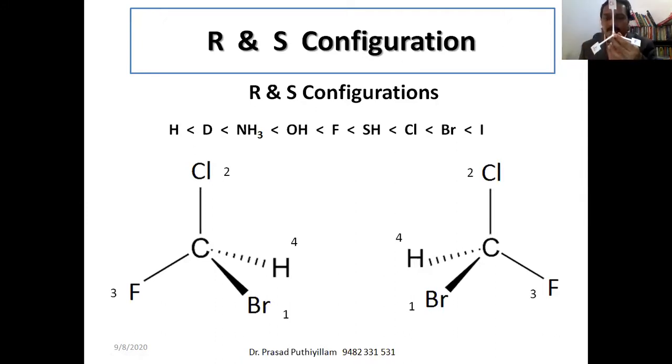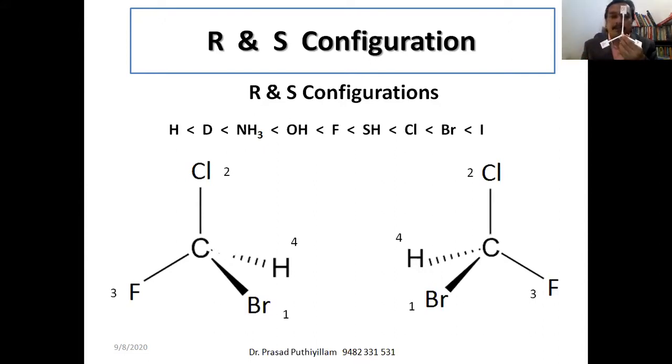So you are the observer. I am holding it, or I can say, if I look like this, that is the structure. Here, if I give the priority order, bromine has the first priority, chlorine second priority, fluorine third priority. Therefore, it goes in this direction: first priority, second priority, third priority. So this is the priority order.